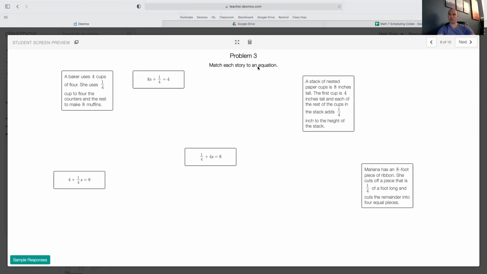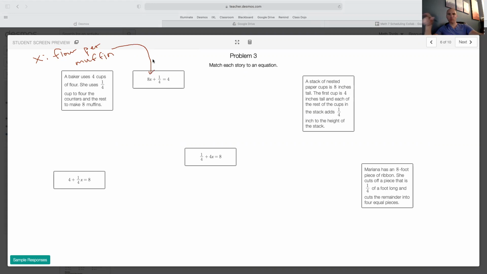So the reason I choose this one is because the amount of flour each muffin needs is our unknown, right? So X for this story is the flour per muffin. And when I look at this equation, I see that X is being multiplied by 8, which is good, right? The amount of flour per muffin multiplied by 8 because there's 8 muffins.